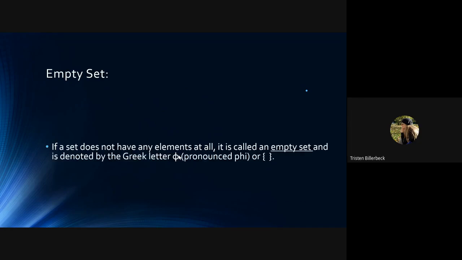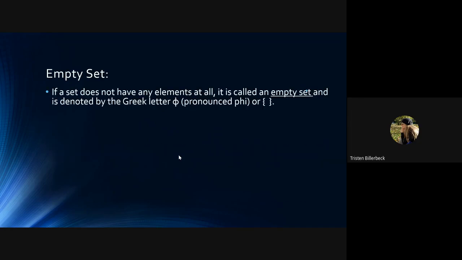So let's look at the empty set. If a set does not have any elements at all, it's called an empty set, and it's denoted by the Greek letter phi, or this double bracket with nothing in it. So that means empty set. The empty set is also called a null set, so you might see that.